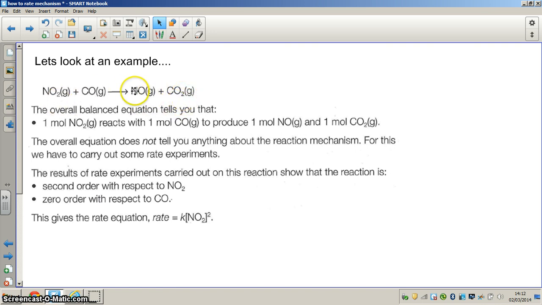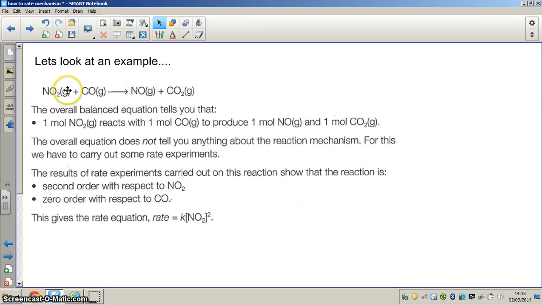But that equation doesn't tell us anything about how this reaction happens. In other words, it doesn't tell us how the nitrogen dioxide reacts with the carbon monoxide to make the nitrogen monoxide and the carbon dioxide. It doesn't tell us anything about how that reaction occurs. So to do that, we have to have information from experiments about the rate of this reaction.